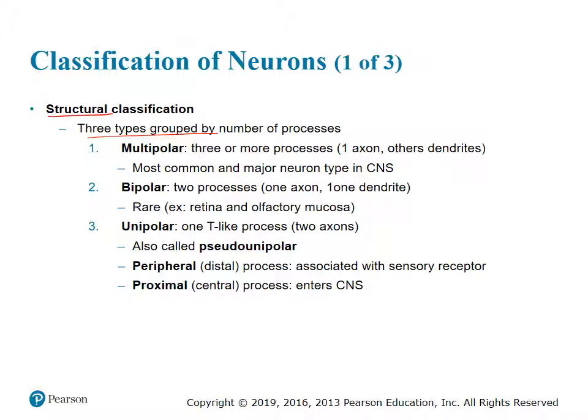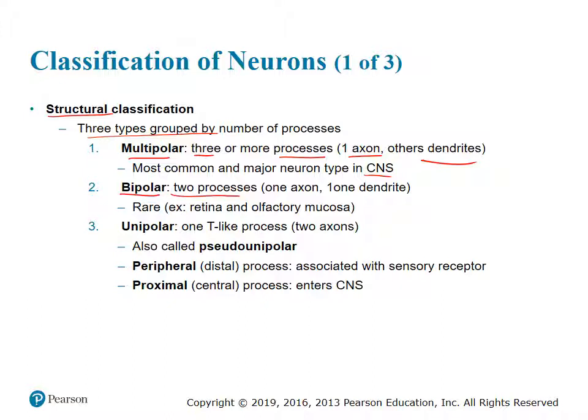If you're multipolar, you've got 3 or more processes. One of them is always going to be the axon. The other 2 or more are going to be the dendrites. That would be considered a multipolar neuron. A multipolar neuron is the most common and the major type in the CNS. Most of your brain and spinal cord are going to be multipolar. Again, you have more connections, more signaling, more interaction with other neurons, and this is what's going to happen in the brain.